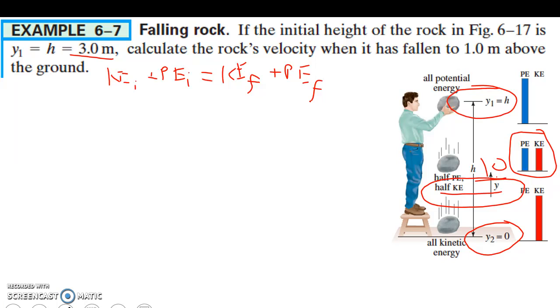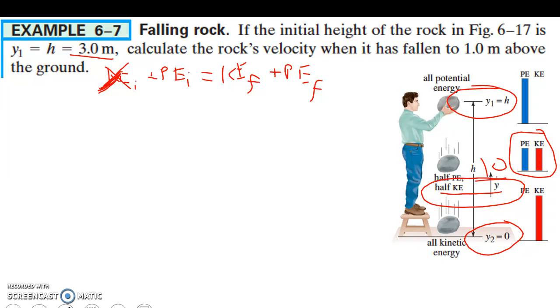And we're going to start looking at this object. Now initially, up here, we have all potential. So initially there's no kinetic energy. Okay, so we're going to get rid of that. And all we have at the beginning is potential. In the middle, we have both potential and kinetic, so we got to keep them both there.